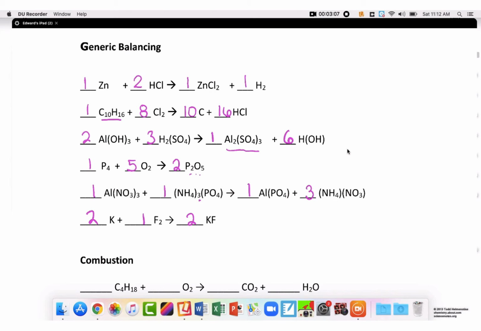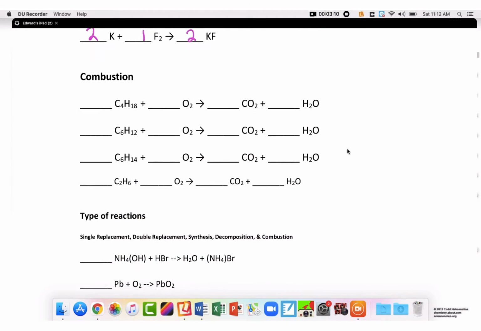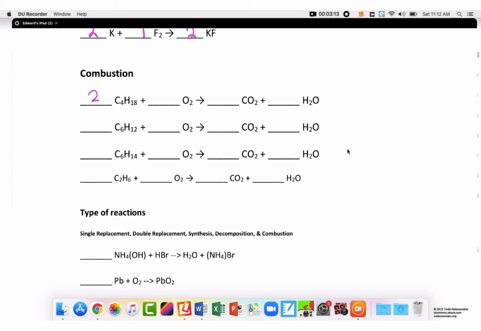Now, our next section is combustion. When I do combustion, I do it the same every single time. I put a 2 in front of the C's and the H's. And then I balance the C's. So that's 2 times 4, that's 8 C's, 8 C's. I'm going to wait to the O's for last. That's 18 H's times 2. Counting up my O's, 16 plus 18 equals 34. Divided by 2 is 17. 17 times 2 equals 34.